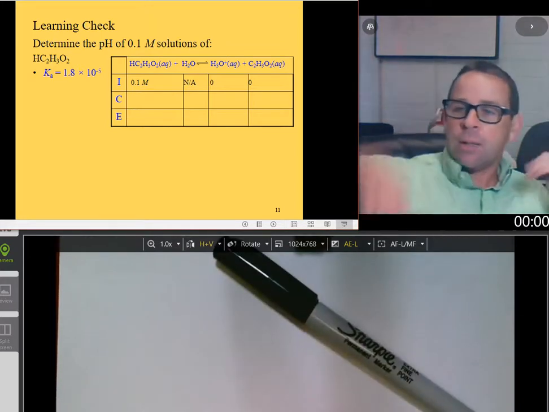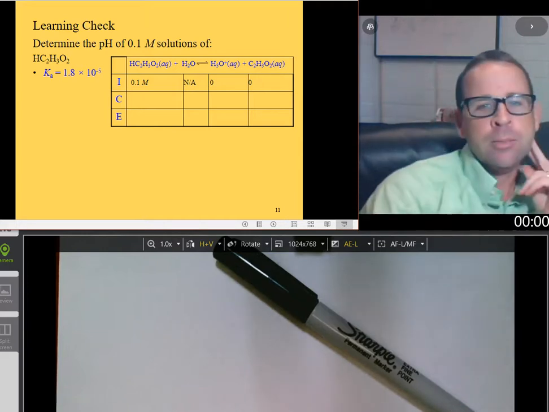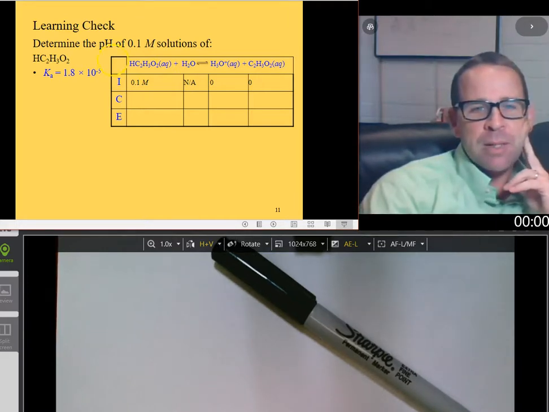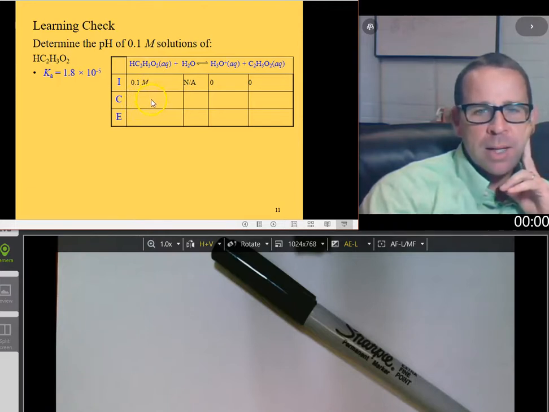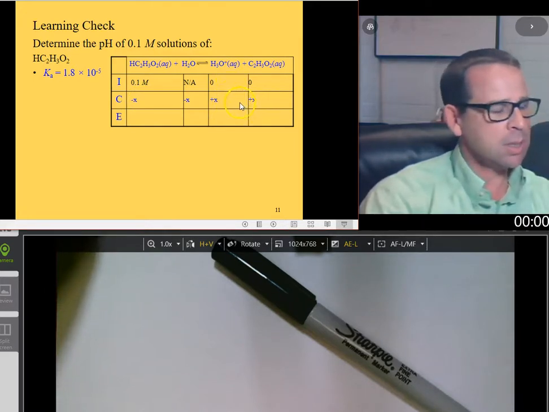If there's no product, the reaction has to shift to the right. Okay? So that means this change here is going to be losing some, a minus X, whereas these ones over here are going to be gaining X. Now, this water one really doesn't matter, so we can just ignore it. But then the equilibrium concentration is just going to be the 0.1 minus X, and then these equilibrium concentrations are going to be 0 plus X and 0 plus X.